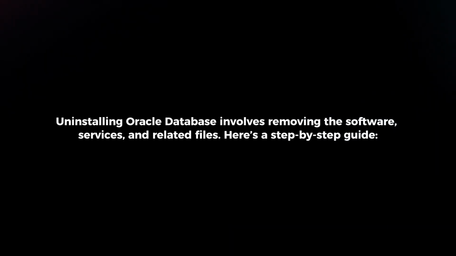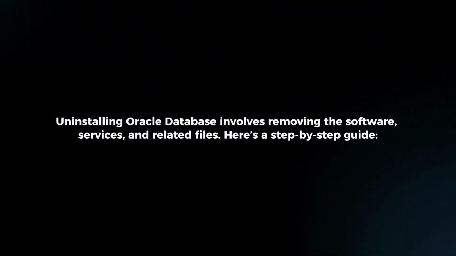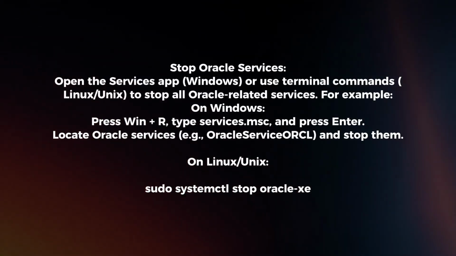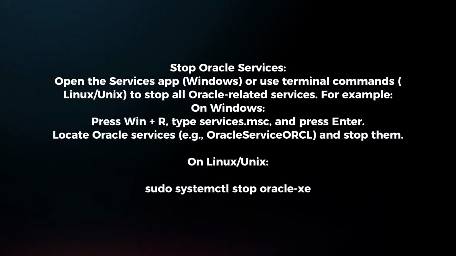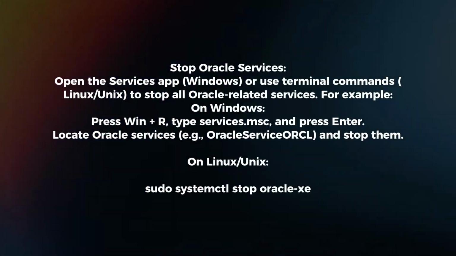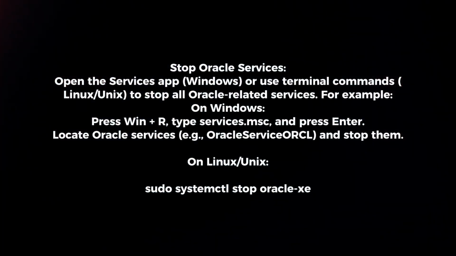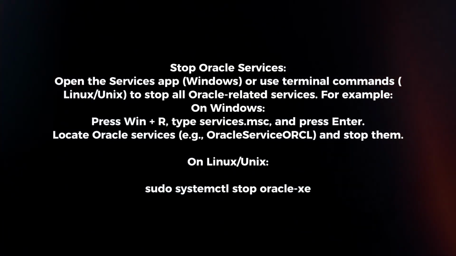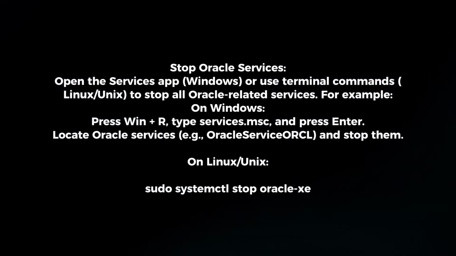Uninstalling Oracle database involves removing the software, services, and related files. Here's a step-by-step guide. Stop Oracle services. Open the Services app or use terminal commands to stop all Oracle-related services. For example, on Windows, press Win+R, type services.msc, and press Enter. Locate Oracle services and stop them.